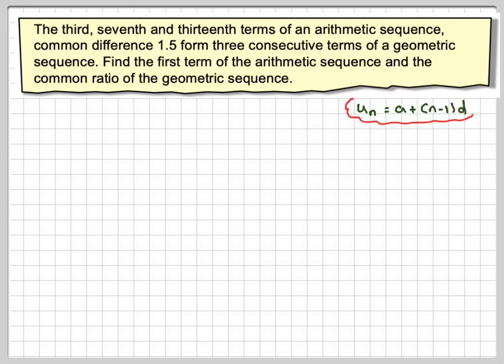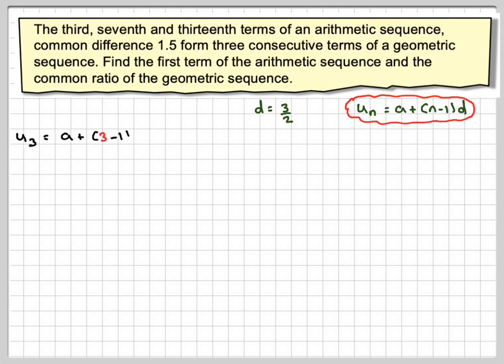Okay, so we know for an arithmetic sequence that any term is the first term plus the term number minus 1 times the common difference d. We know that d is 3 over 2. It's probably best to work as an improper fraction rather than as a decimal.